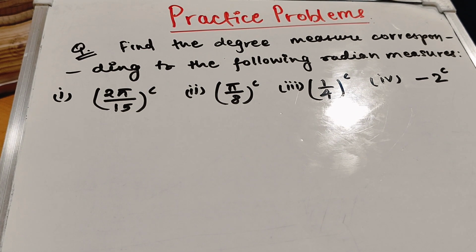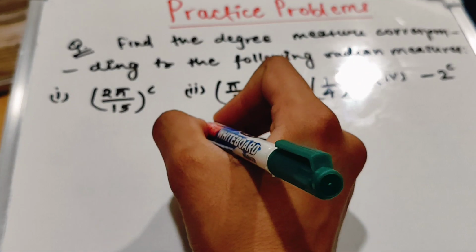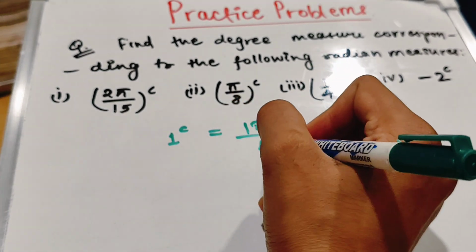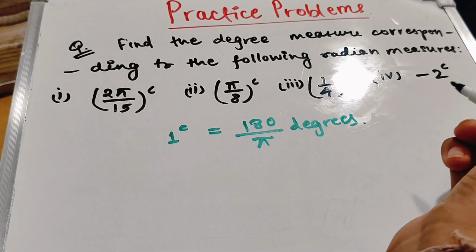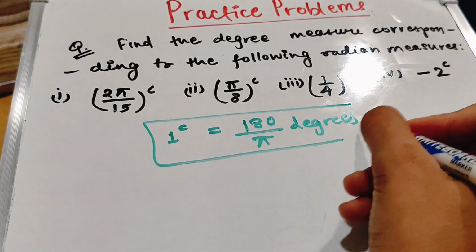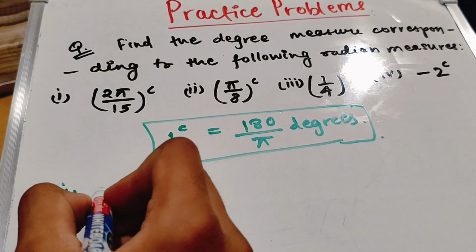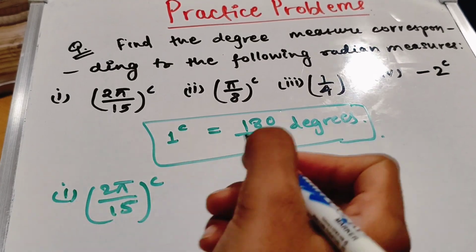So we know how to convert radians to degrees, right? In the last video we covered that 1 radian is 180 upon pi degrees. We studied this in the last video. So now let us apply that. Let us solve the first question, which is very simple. 2 pi by 15 radian.